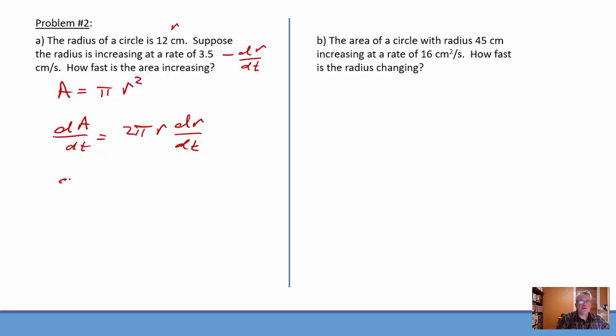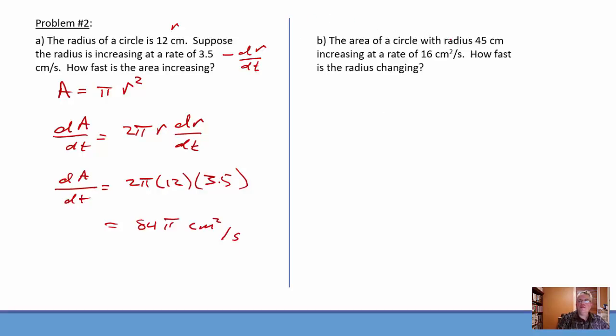And now we can just substitute the information we have. dA/dt equals 2 pi times the radius, which is 12, times dr/dt, which is 3.5. So that'd be 7 times 12 is 84. That'd be 84 pi. And again, the unit is centimeters squared per second.